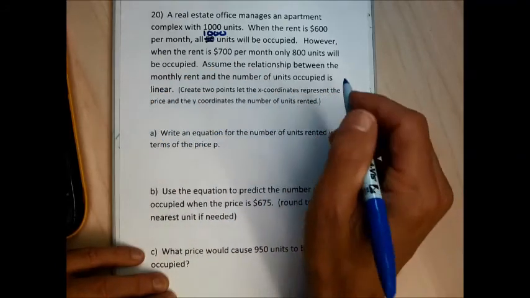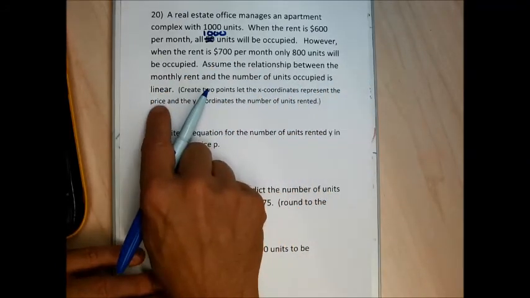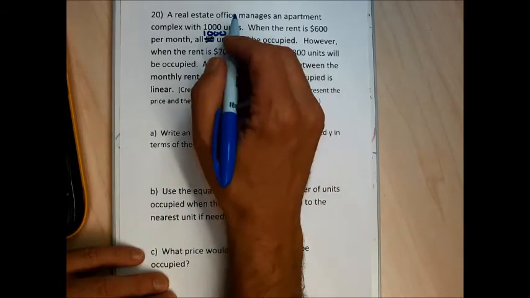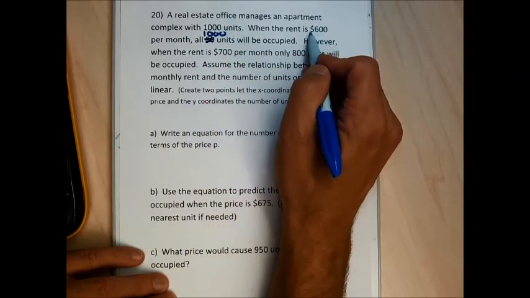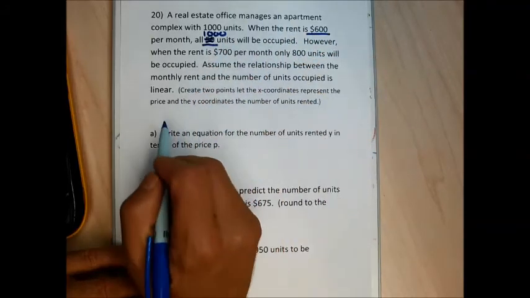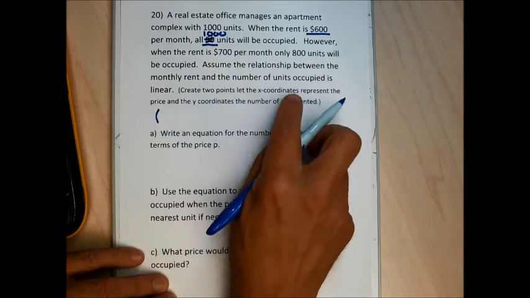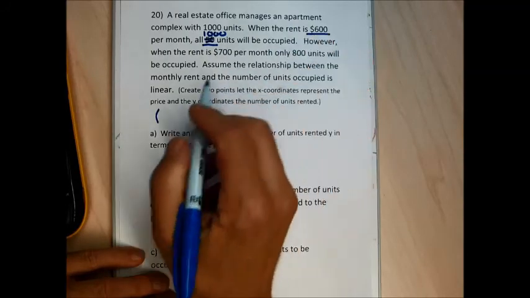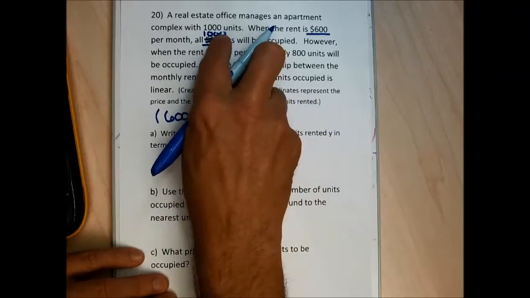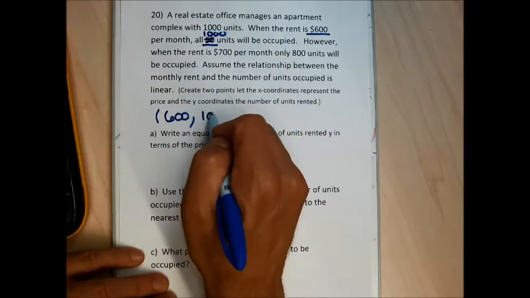That says create 2 points. Let x coordinates represent the price, y coordinates represent the number of units rented. So the first thing I'm going to see, the price of $600, we have 1,000 units rented. So I'm going to create 2 points. My first point, the x coordinate's going to be the price, which is $600. The y coordinate's the number of units rented, which is 1,000.